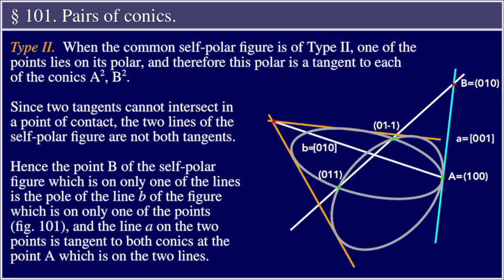Type 2. When the common self-polar figure is of type 2, one of the points lies on its polar, and therefore this polar is a tangent to each of the conics, a squared, b squared. Since two tangents cannot intersect in a point of contact, the two lines of the self-polar figure are not both tangents. Hence, the point B of the self-polar figure, which is on only one of the lines, is the pole of the line B of the figure, which is on only one of the points. Figure 101. And the line A on the 2 points is tangent to both conics at the point A, which is on the 2 lines.